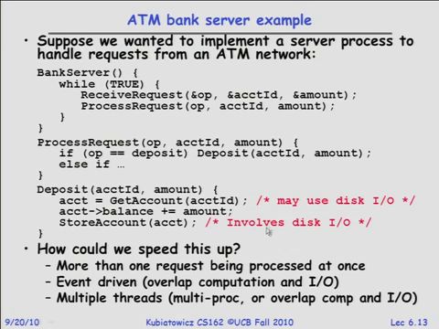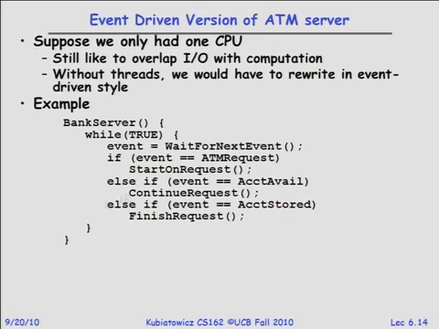So the first thing that we want to try to do is overlap that disk I/O with the actual computation. And if we're not going to use threads, then we have to do something like the following. Now, this may take a few moments to get here, but if you notice, we go into a loop and we grab the next event, which is going to be on an event queue. If the event is a request coming in, start the request. If the event is the account's available, continue the request. Otherwise, if the event is the account stored, finish the request.